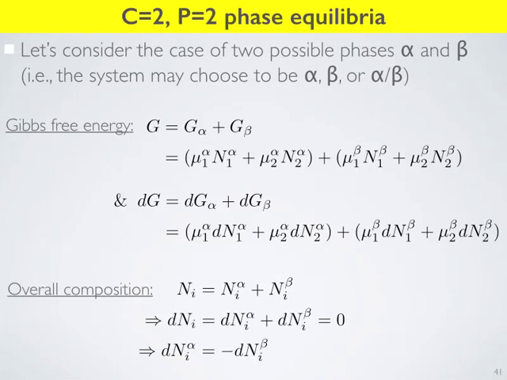So the total number of moles of component i has got to be the number of moles of component i in phase alpha plus the number of moles of i in phase beta. And dn_i has got to equal zero. And so we can't be making or losing any of our components. And so that means that if you add component i to phase alpha, you've got to be losing component i from phase beta in the same amount to maintain mass balance. Okay, so that all looks pretty good.